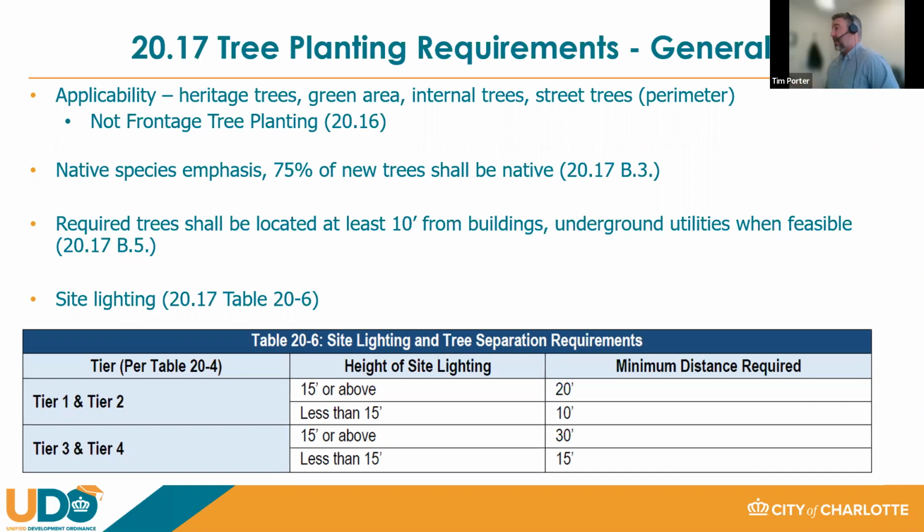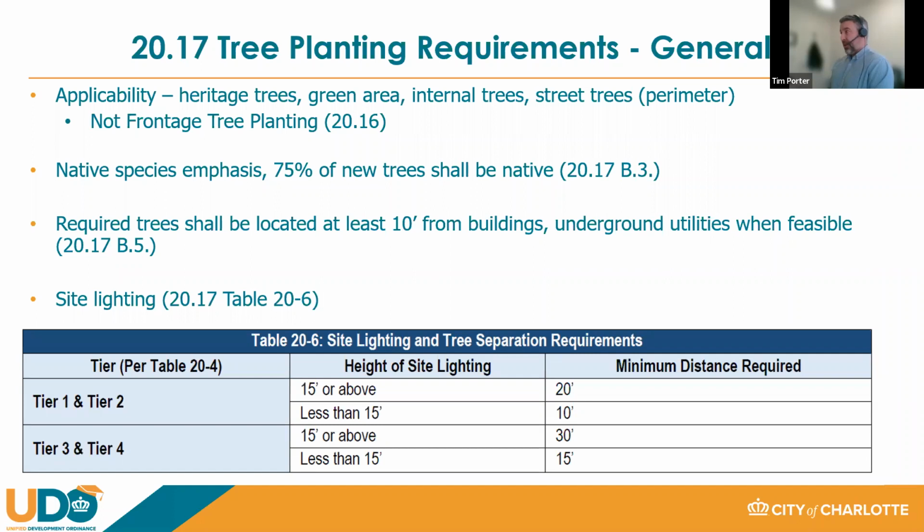There's a new proximity requirement that is going to be very impactful. Required trees, whether it's internal or perimeter, replanted trees for green area or heritage tree compliance, have to be located at least 10 feet from buildings when feasible. That last part of the requirement, and that's actually in the UDO, "when feasible," indicates that we're very focused on providing the best growing medium for trees as possible, but we understand that it's very difficult in many situations to get 10 feet from everything.